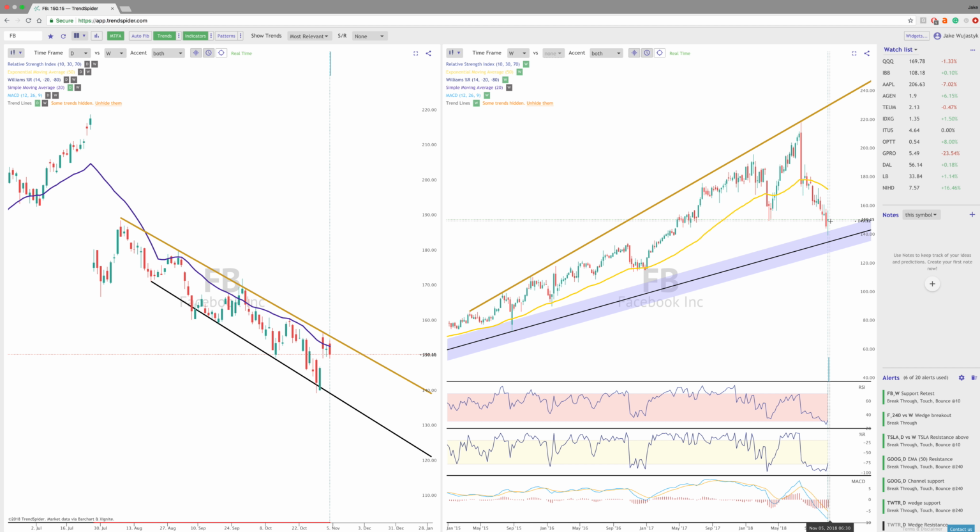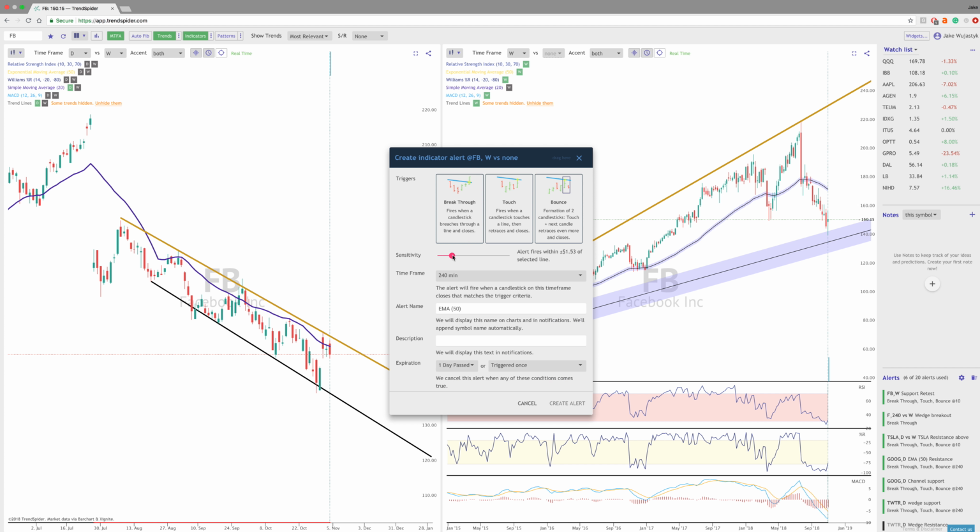So if the price decides to continue down next week, we will be alerted down here if the price gets into this purple area. If we want to be alerted to the upside, let's say if the price decides to move up towards the EMA 50, we can create an alert at this line. And if we only want to be alerted right at the EMA 50, then the sensitivity would be very strict.